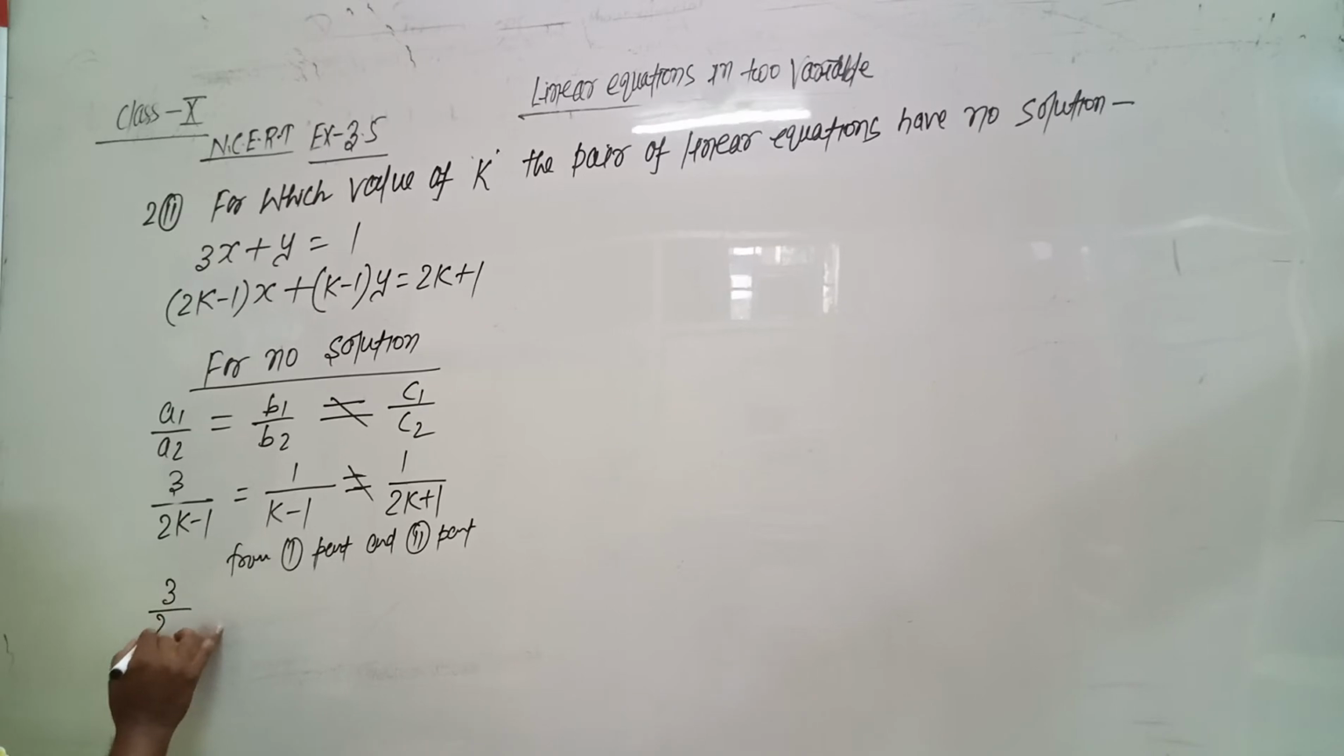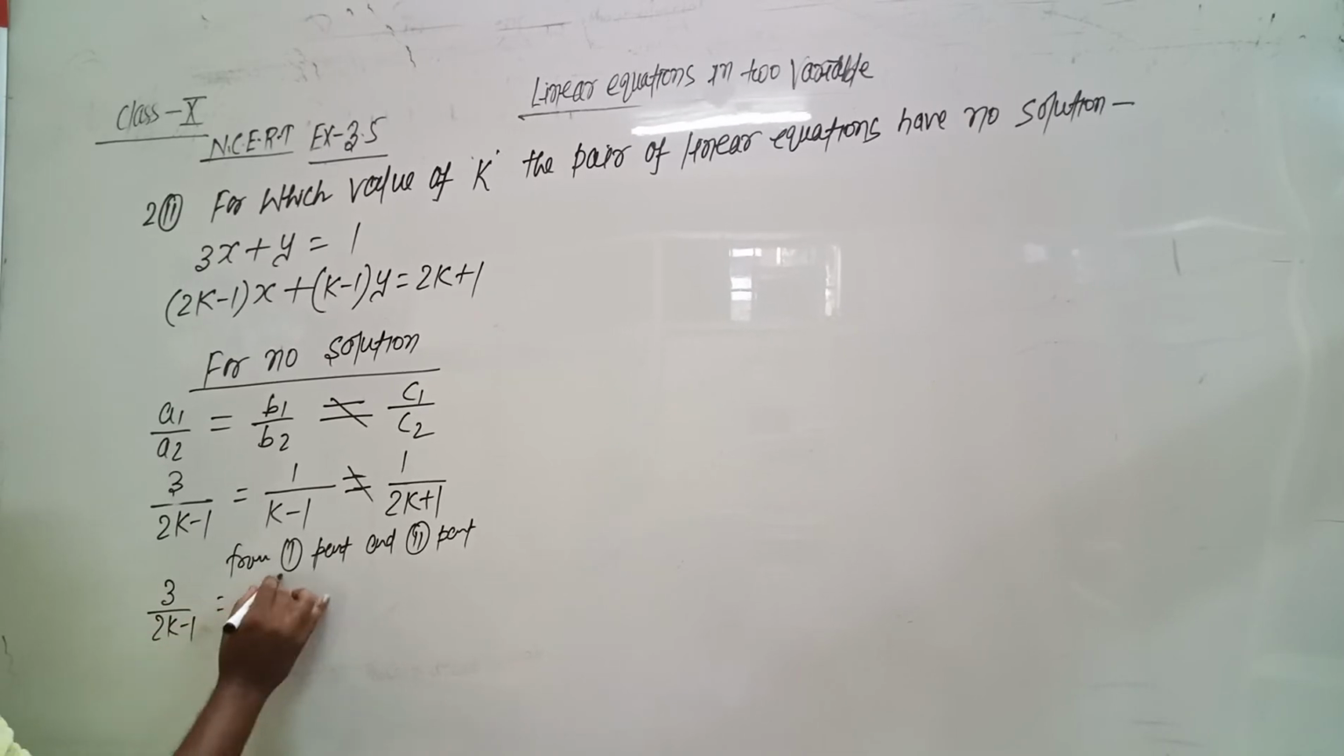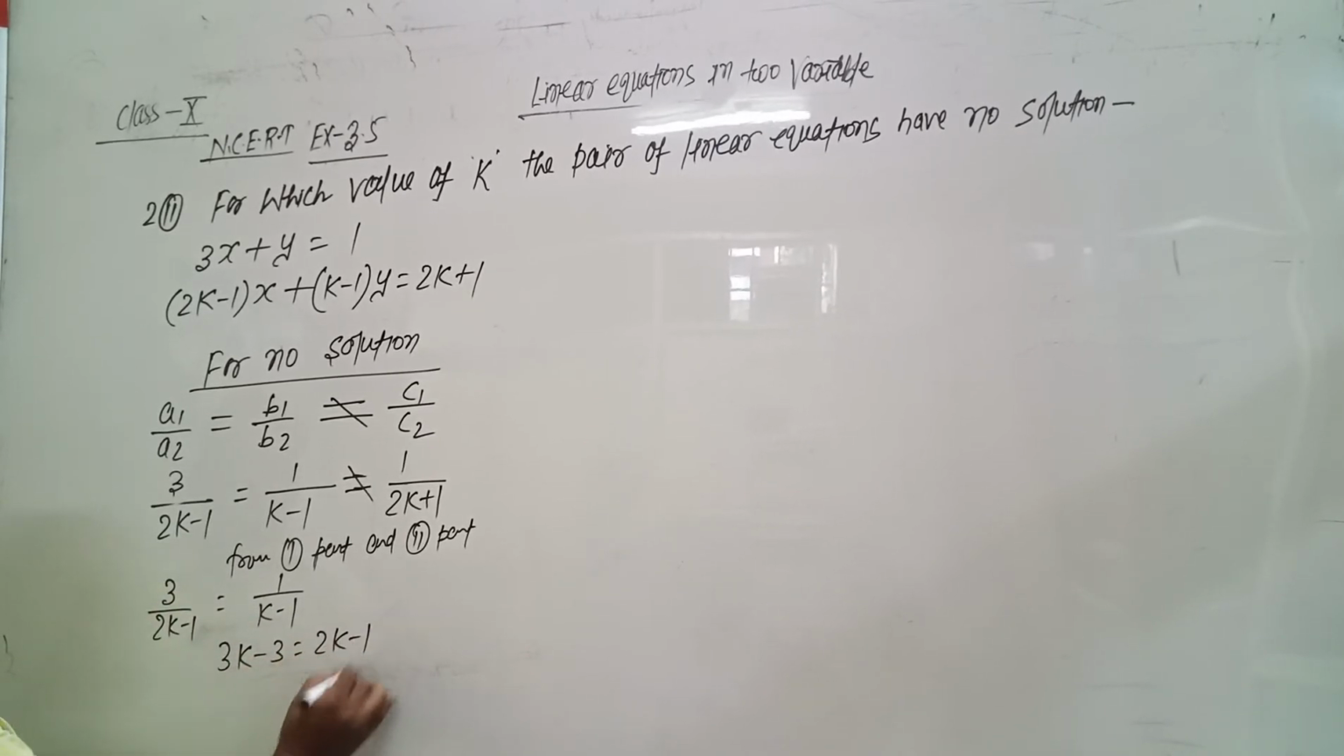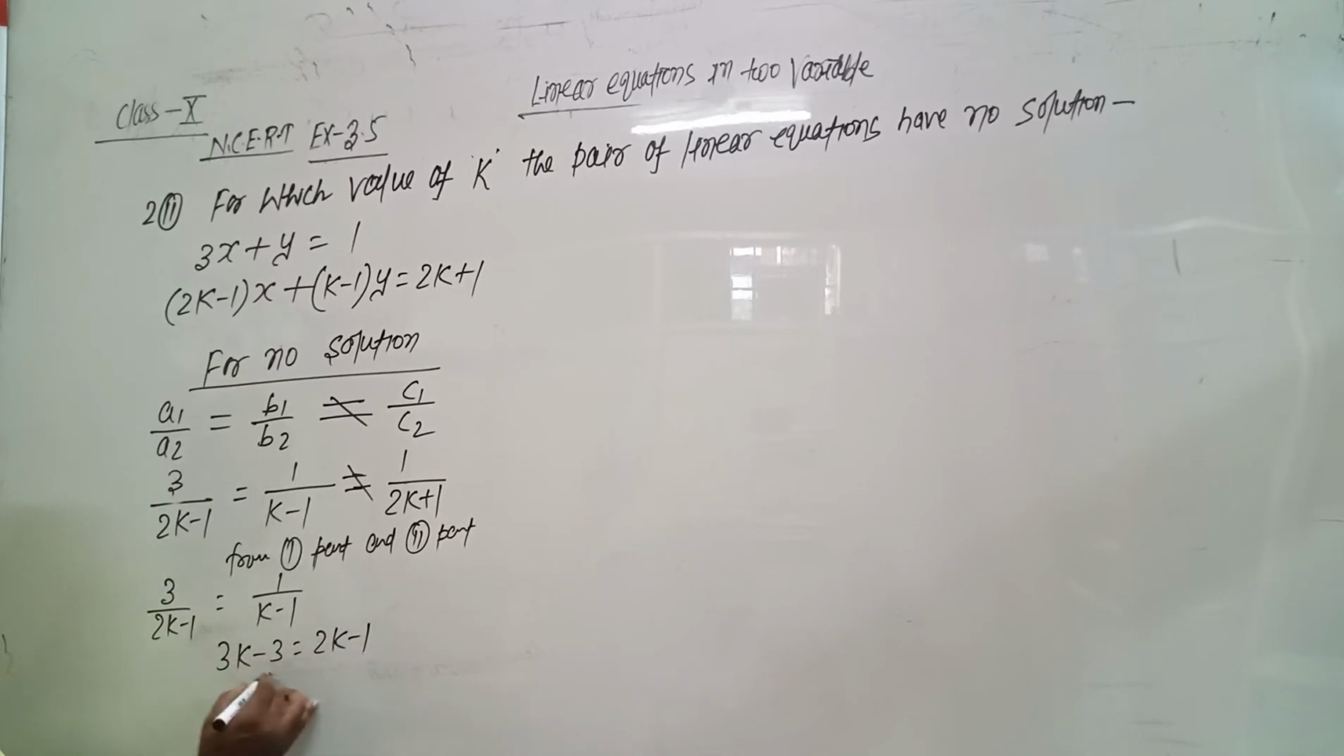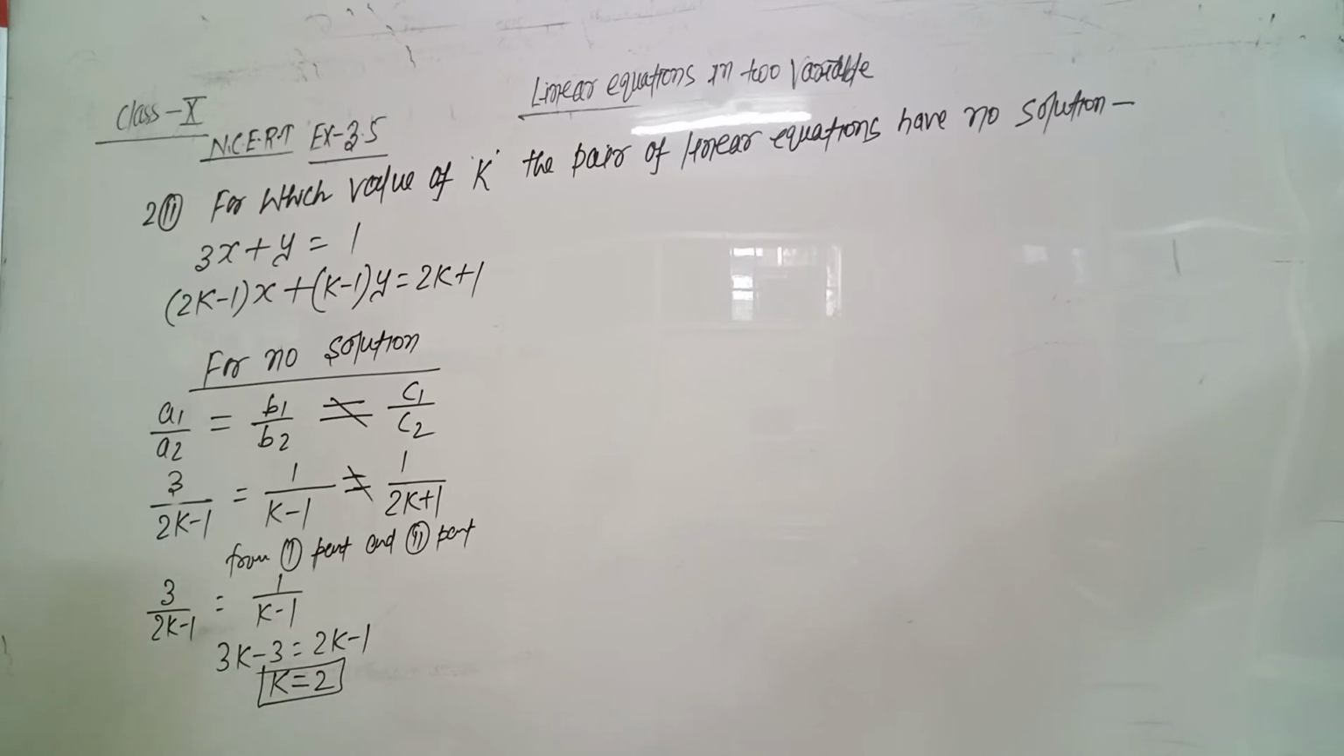3 by 2k minus 1 equals to 1 by k minus 1. Do cross multiplication. So 3k minus 3 equals to 2k minus 1. 2k will go on left side. So 3k minus 2k it becomes k, and minus 1 plus 3 it becomes 2. So the value of k equals to 2.